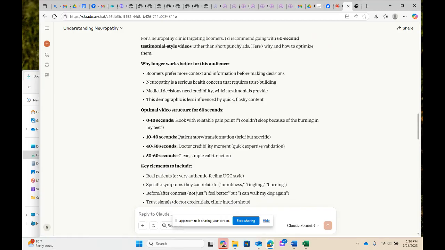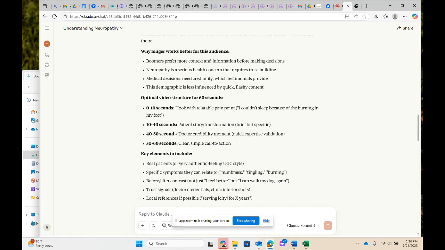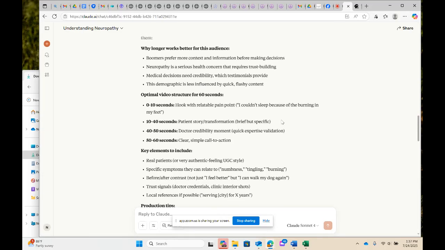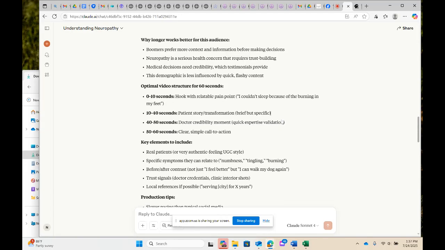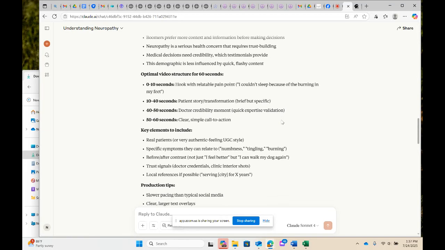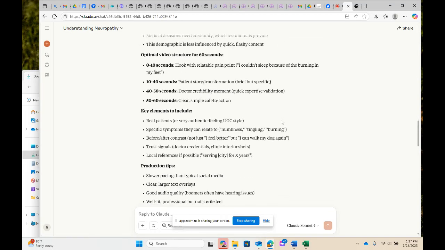Optimal video structure for 60 seconds. 0 to 10 is the hook, relatable pain point. I'm not a fan of these ads. I couldn't sleep because of the burning in my feet. I mean, I like to try different video ad formats. So that would be one of the styles, but I like the styles that I mentioned earlier. Patient story transformation. Okay, so I would do all the general stuff, and I would say like this person here, doctor credibility moment. Okay, yeah. And then clear, simple call to action.